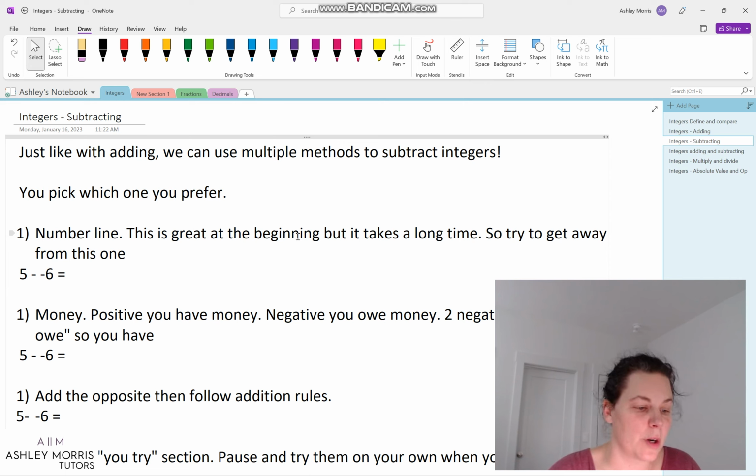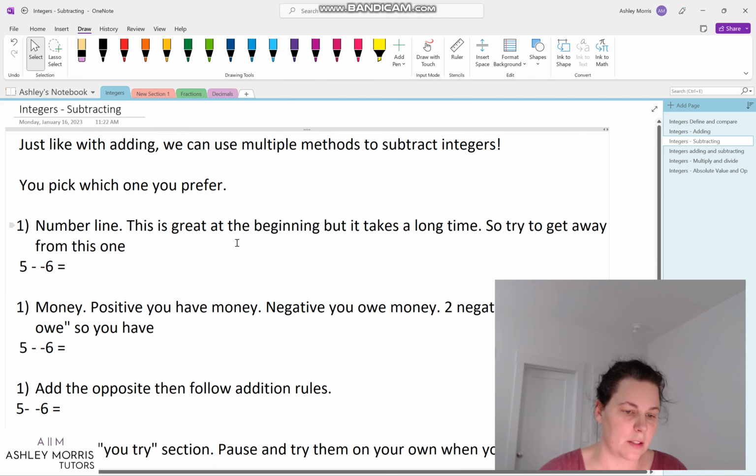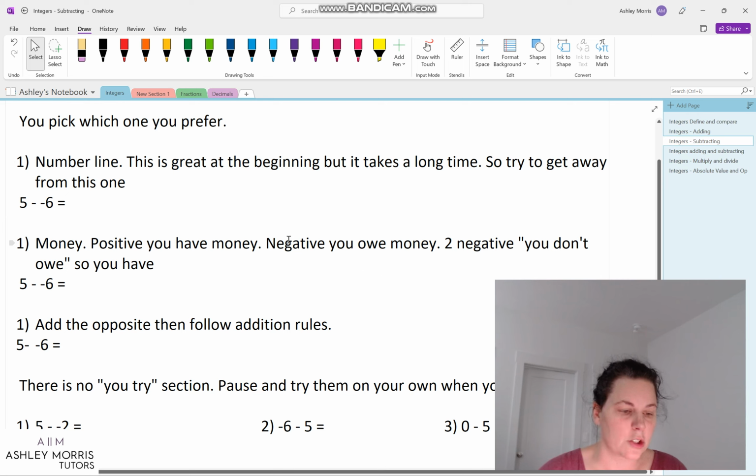And in today's video, we're going to look at subtracting integers. Just subtracting, although sometimes they get turned into adding. So if you have a hard time with adding, go check out that video first and then come back to this one. And there are multiple methods for this, just like with adding. So find the one you like and stick with it.